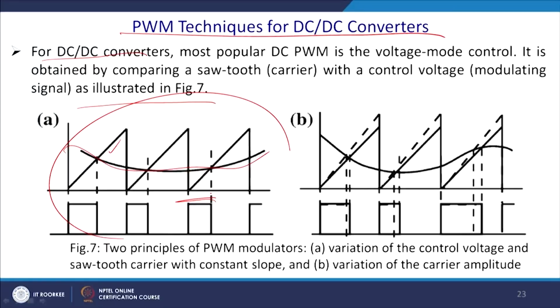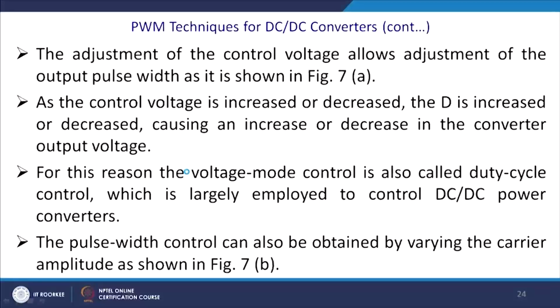Another aspect is that you can also vary the carrier wave depending on the error. It is called variation of the carrier wave amplitude, which is also possible. Mostly we will use this pattern. This is a simplified version and easy to operate. The adjustment of the control voltage allows adjustment of the output pulse width as shown in figure 7a. As the control voltage is increased or decreased, the duty ratio is increased or decreased, causing an increase or decrease in the converter output voltage.